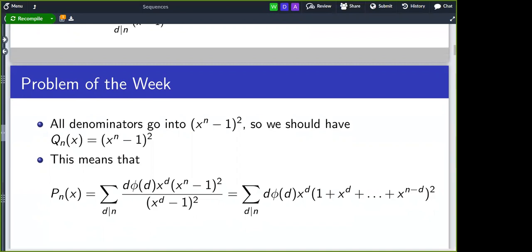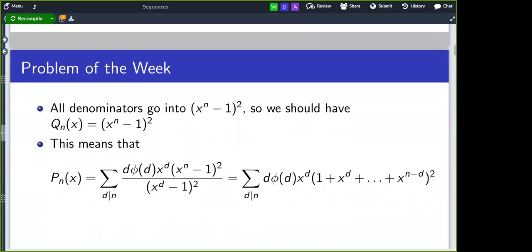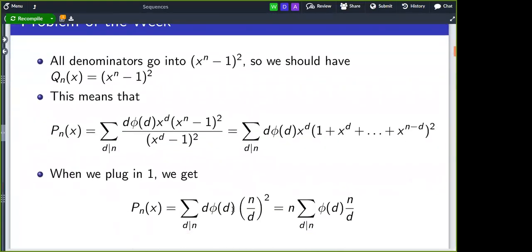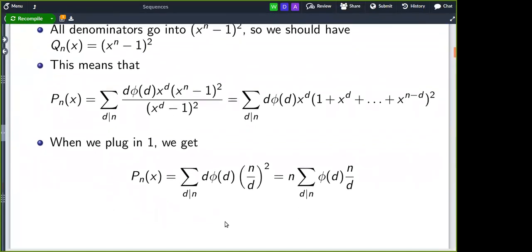So we get that the latter term is going to be 1 plus x to the d plus x to the 2d all the way to x to the n minus d, all squared. So as Aaron pointed out in the chat, this is a very nasty expression. But luckily, we only need to find pn of 1. So when we plug in 1, the d phi of d remains constant, the x to the d completely disappears, and the last term is just going to be n over d all squared. So simplifying a bit, this is going to be n times the sum of d divides n of phi of d times n over d.